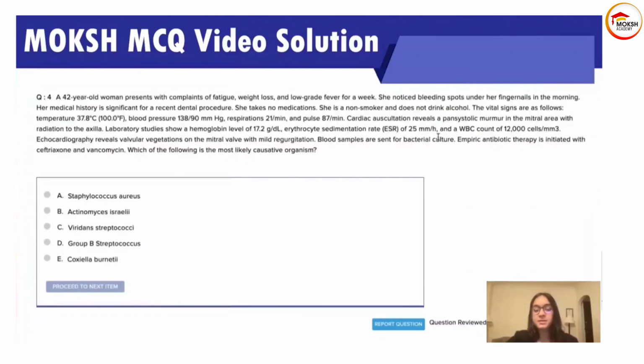Blood samples are sent for bacterial culture. Empiric antibiotic therapy is initiated with ceftriaxone and vancomycin. So what is the most likely causative organism?